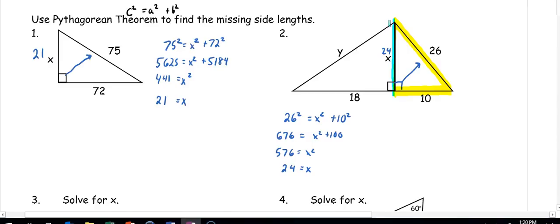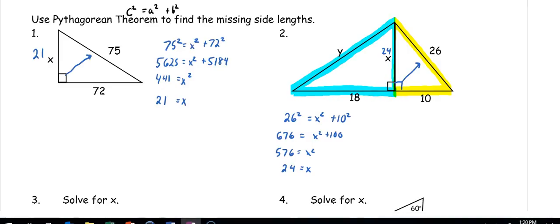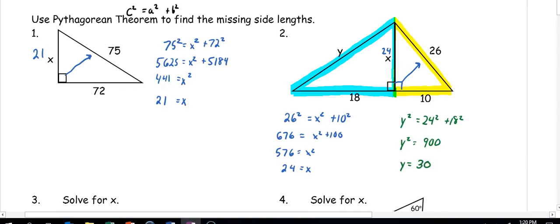So we get x is 24, which is helpful for moving into our second triangle because x is a shared side. So now that we know x, we can do Pythagorean theorem to find y. Y is this time the side that's across from the right angle, so we would have y squared equals 24 squared plus 18 squared. On my calculator, I put it all in at once. 24 squared plus 18 squared gets us 900. Take the square root, and y is equal to 30.